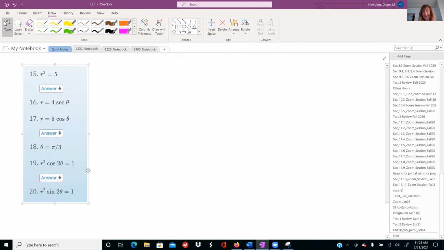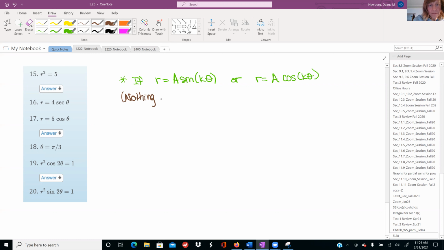So the first rule, and this is what I did in the Zoom lecture, and this is a very special case, that if r is equal to a sine k theta, or r is equal to a cosine k theta, and it's really important that there's nothing added or subtracted at the end, or beginning. I'll just say nothing added or subtracted.